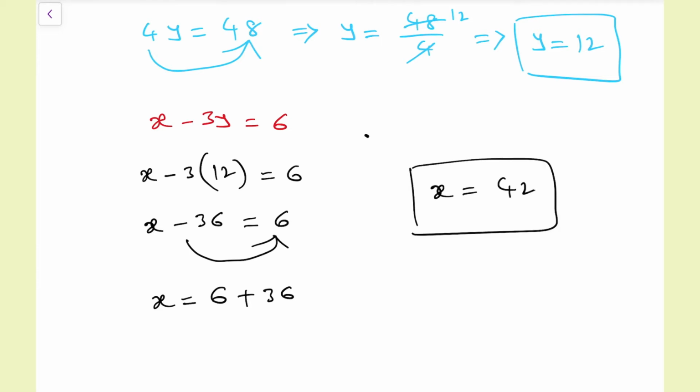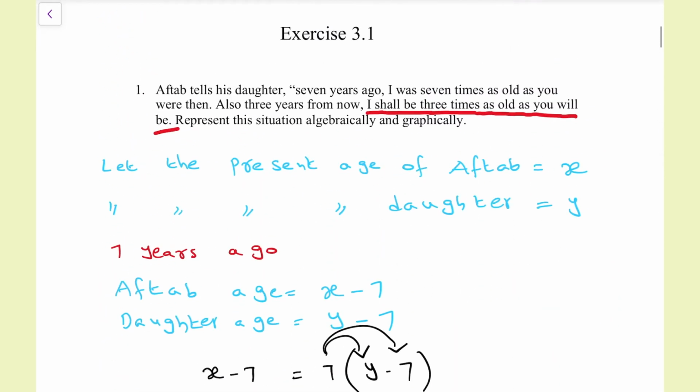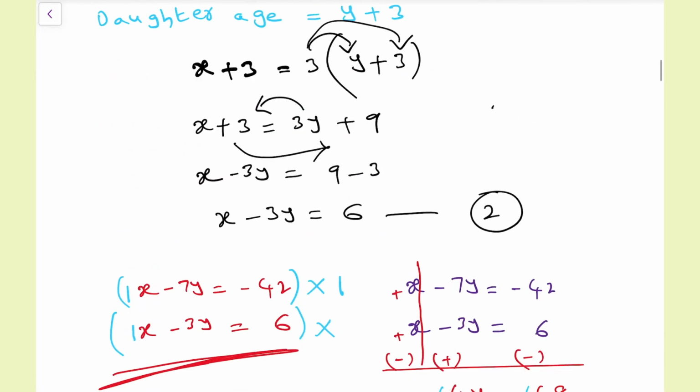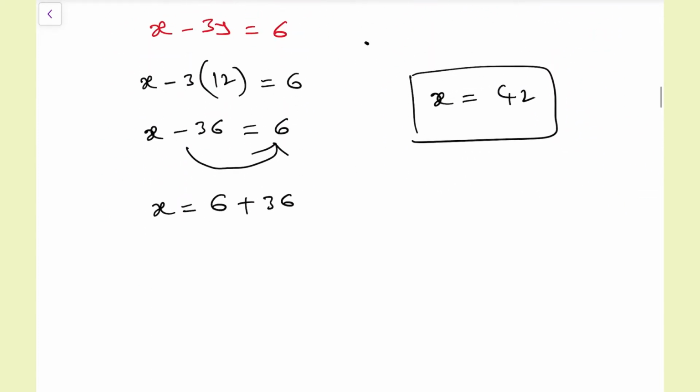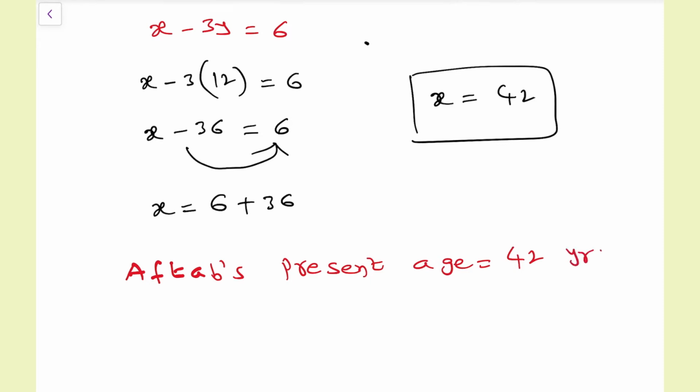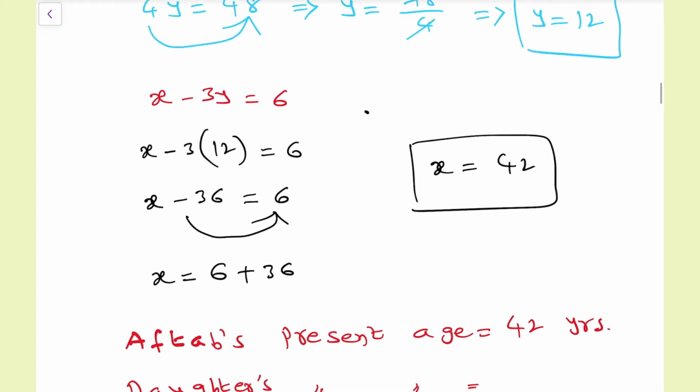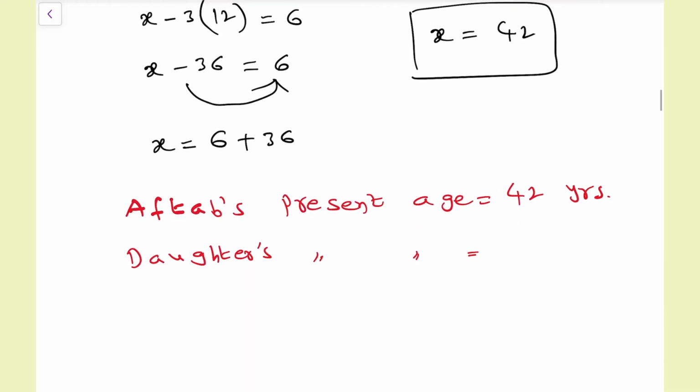In the beginning of the question we took x to mean something and y to mean something, right? So let us check what it is exactly. x we took as father's present age, and y we took as daughter's present age. So we got the x and y values. Now let us write the conclusion then. Father's present age we took as x, so the x value we got is 42, so 42 years. Daughter's present age we took as y, and here the y value we got is 12, so 12 years.